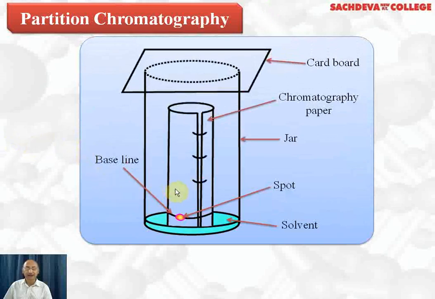Next, we are taking partition chromatography. In partition chromatography, we have taken a circular paper, and the spot we have put here at the baseline, and the solvent we have taken in this gas jar. We have covered it with cardboard so that there is no outside disturbance. This circular chromatographic paper is kept in the jar in vertical form, and the spot we have put here.